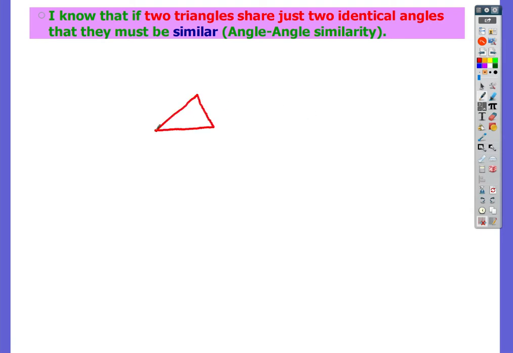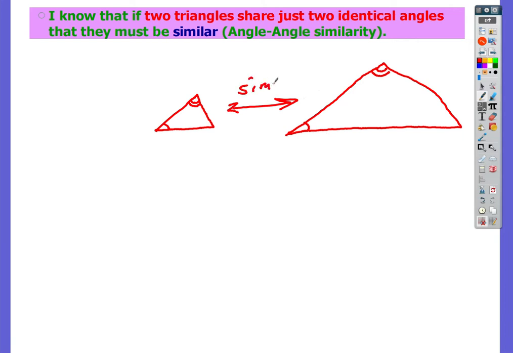Let's just say I have a triangle like this, and we'll do our markings. And I've got another triangle like this. I'm going to draw them roughly as similar as I can. I know these two triangles are similar. And we're going to briefly explore that in Math 10. You'll be able to prove this, but for now, we're just dipping our feet into it.